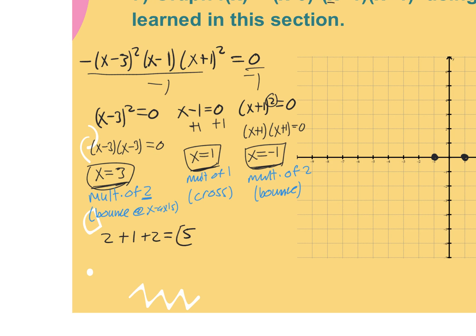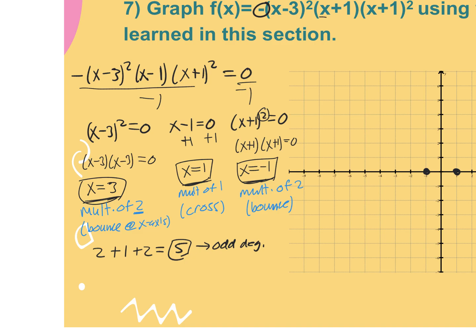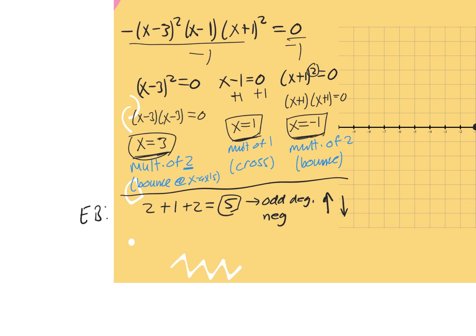So if all of your zeros are 5, then this is your degree, right? And so it's an odd degree, and because there was a negative in the very front, it's going to be negative. So this is an odd negative end behavior. So it's going to go up and then down, right? Let me separate this a bit. I'm going to say that this is my end behavior. So we found our zeros, we found our multiplicities, we found our end behavior.